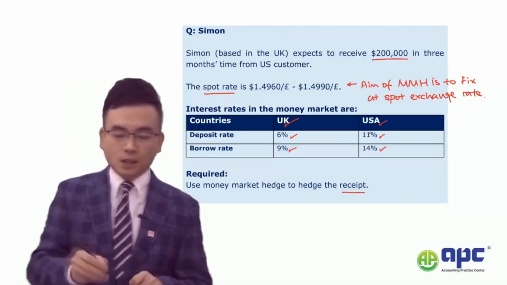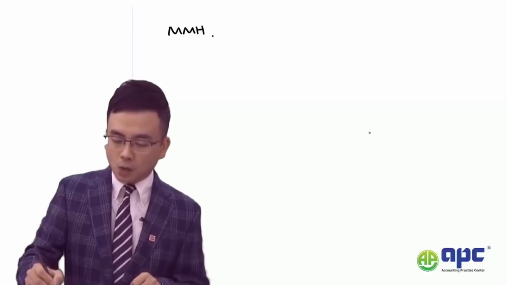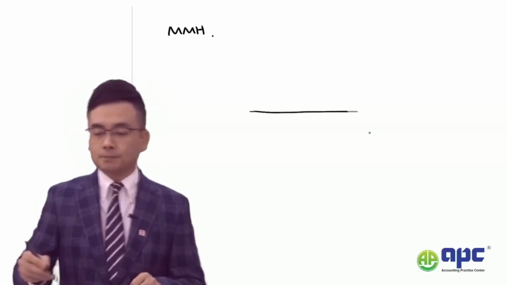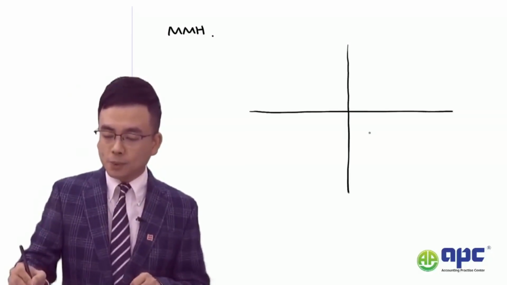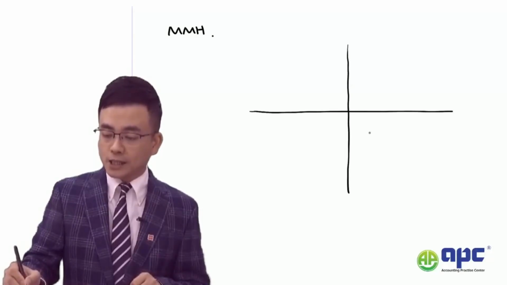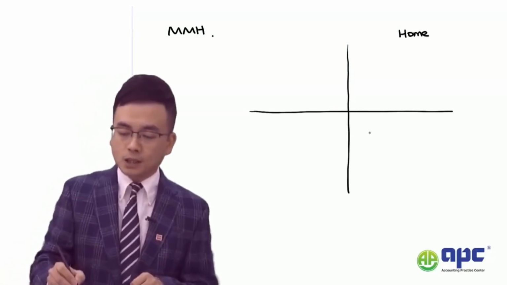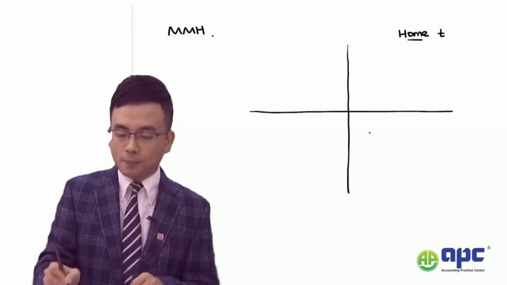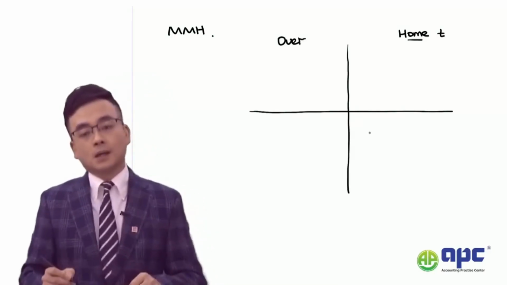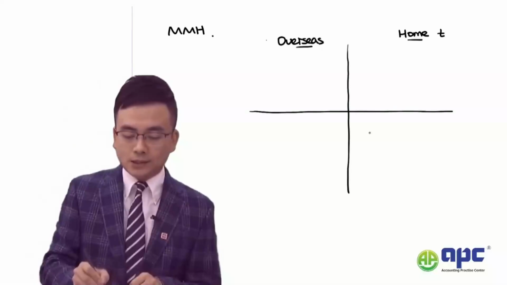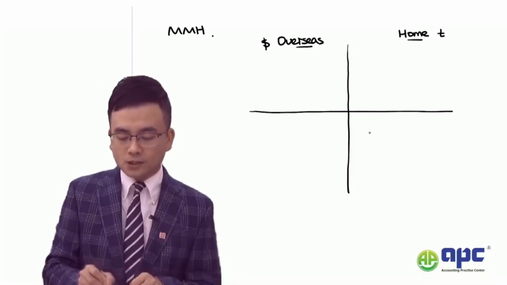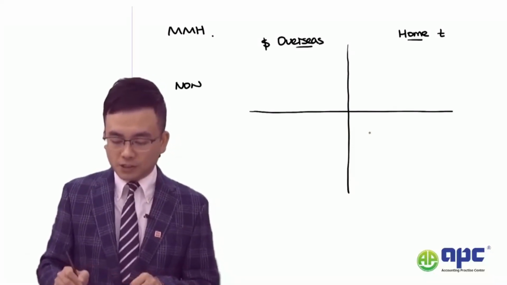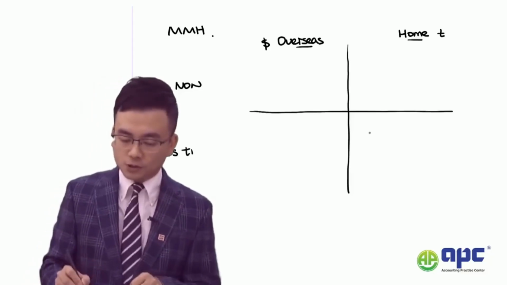Let's do it. Regarding the money market hedge, my approach is relatively straightforward. I would like to create 4 boxes. On the right-hand side will be our home country, because we're in the UK, the UK pound. And the overseas on the left-hand side, which means the USD. This is now, and this is in 3 months' time. We're going to be receiving $200,000 in 3 months' time.